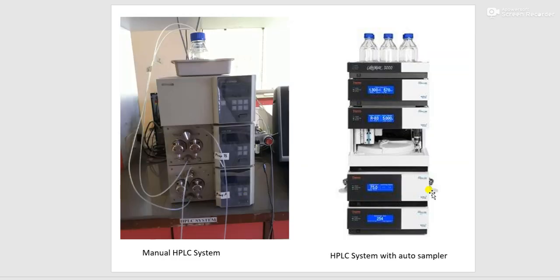These are images of two HPLC chromatographs. Systems are of two types: manual, and automatic or with an autosampler. This is a manual HPLC system, a binary system, and this is an HPLC system with an autosampler and a quaternary pump.